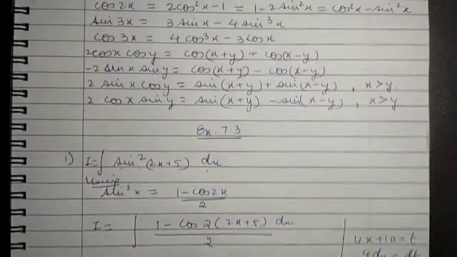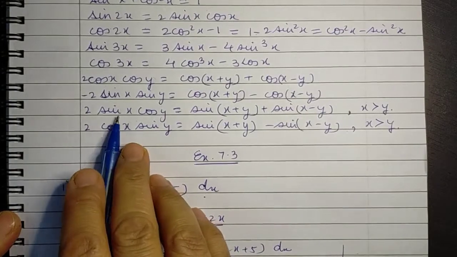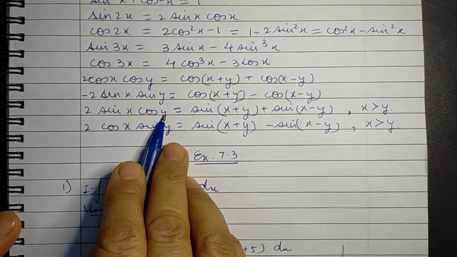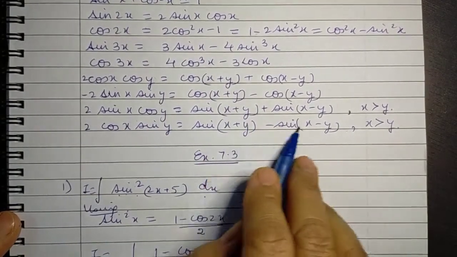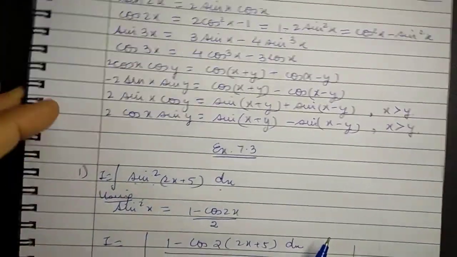So in such a case we make use of this trigonometric identity, that is, the product of one sine and one cos is equal to either the sum or difference of two sine functions.